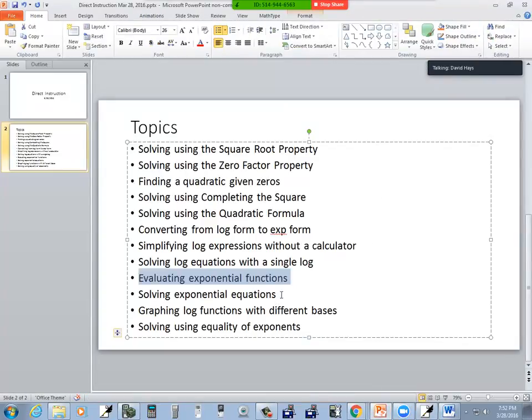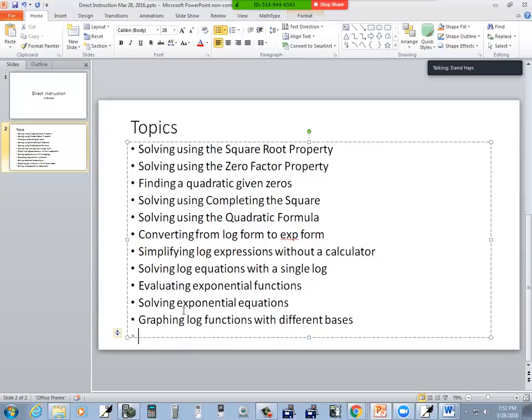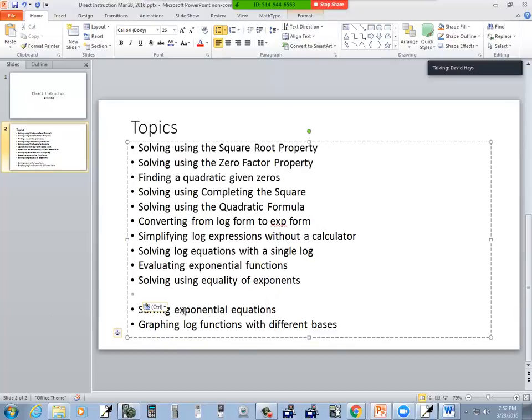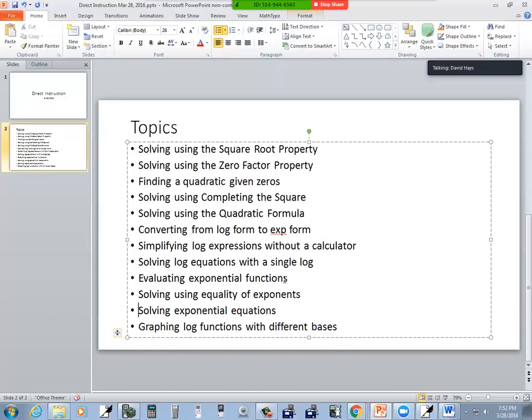Now we have solving exponential equations, but along with that is this last one. I don't have these in a very good order, it looks like. Let me move that. And let's take a look at solving using equality of exponents first.